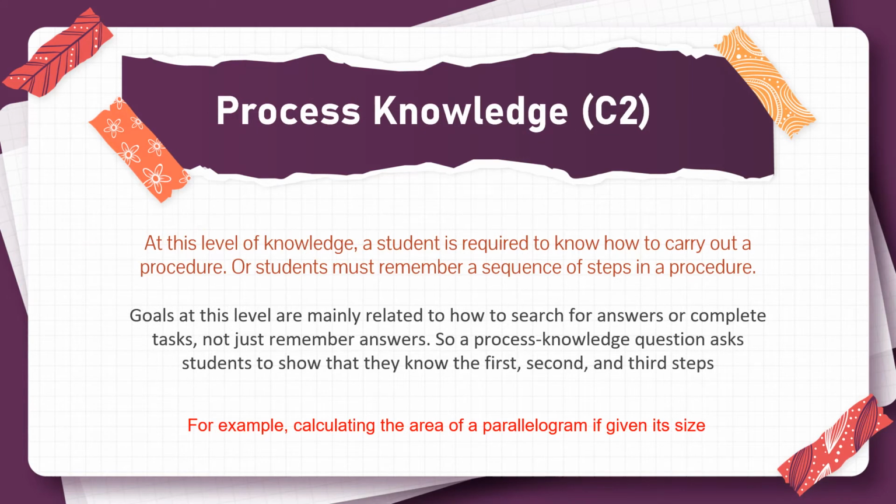The second in knowledge level, we have C2 or process knowledge. At this level of knowledge, a student is required to know how to carry out a procedure, or the student must remember a sequence of steps in a procedure. Goals at this level are mainly related to how to search for an answer or complete a task, not just remember answers. In process knowledge, questions ask students to show that they know the first, the second, and the third steps. For example, calculating the area of a parallelogram if given its size.